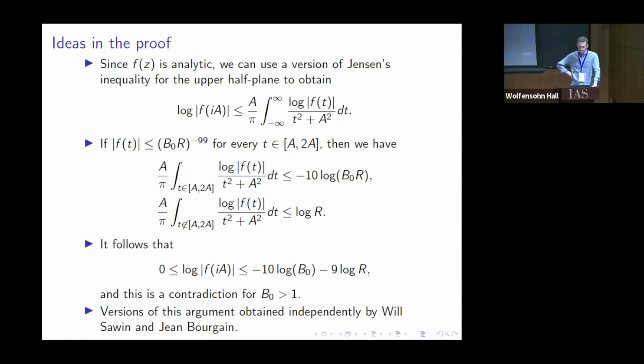Okay, and versions of this argument were obtained independently by Will Sawin and Jean Bourgain. So some of these ideas have been around, but we're going to apply them to zero detecting polynomials. Okay. Any questions before I skip ahead? Okay.